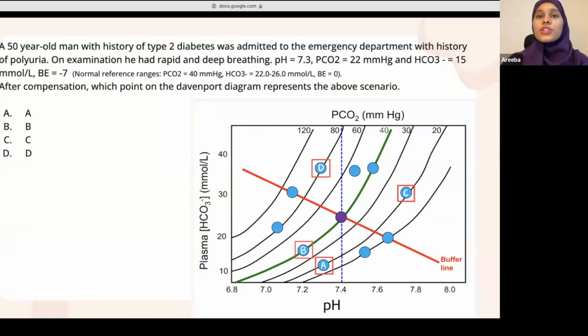So the next question is: a 50-year-old man with a history of type 2 diabetes was admitted to the emergency department with a history of polyuria. On examination, he had rapid and deep breathing. He had a pH of 7.3. PCO2 was 22. Bicarbonate concentration was 15, and the base excess is -7. These are also the normal ranges given. So after compensation, which point on the Davenport diagram would represent the above scenario?